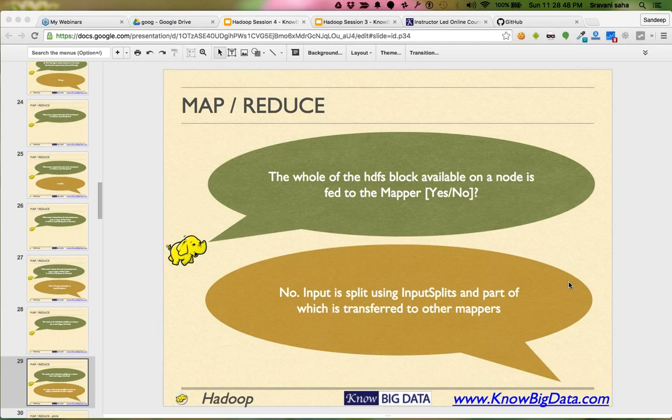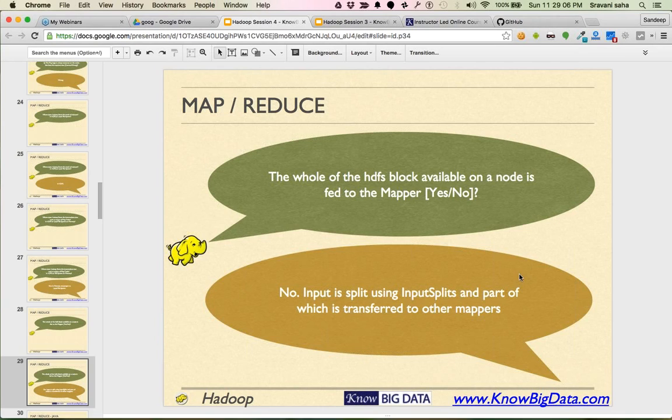So Randhir's question is, isn't split the task of the mapper? Yes, but the logic is to first do something called input split preparation. That's what we are going to describe today. All right, let's move.